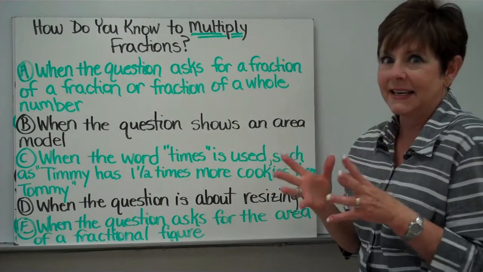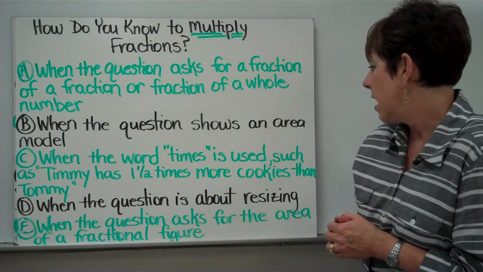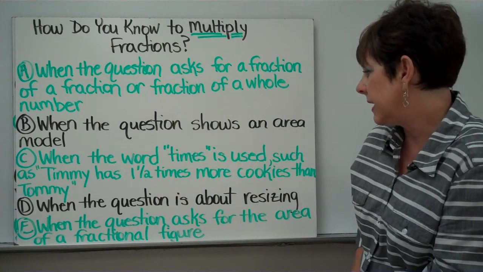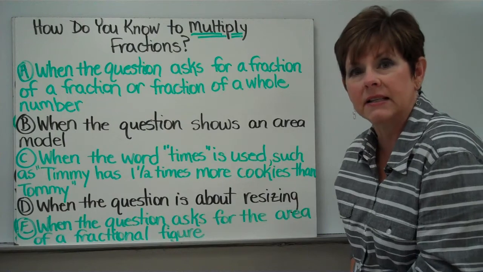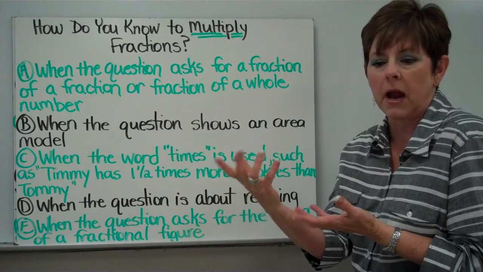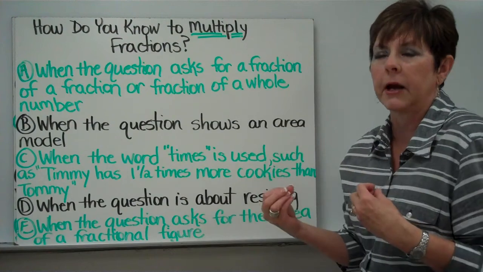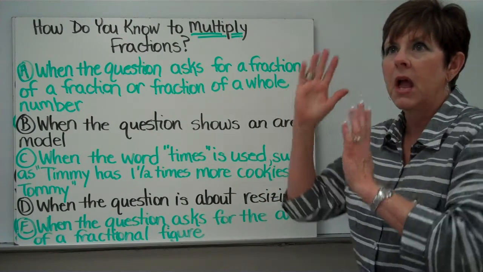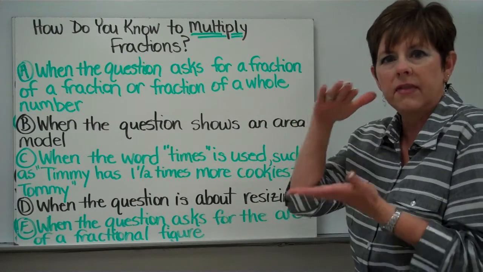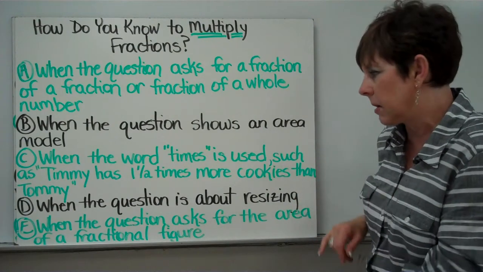Letter C, this is easy. When the word times is used, like Timmy has 1.5 times more cookies than Tommy, we know we're going to multiply there. Letter D, when the question is about resizing, like if it mentions you are going to make a picture frame 2/3 bigger, or you're going to make a model car or a model airplane and you want to make it 1/5 the size of the real thing, or you're going to make a little doll that's smaller or larger. Anytime something is being resized, you're going to multiply.